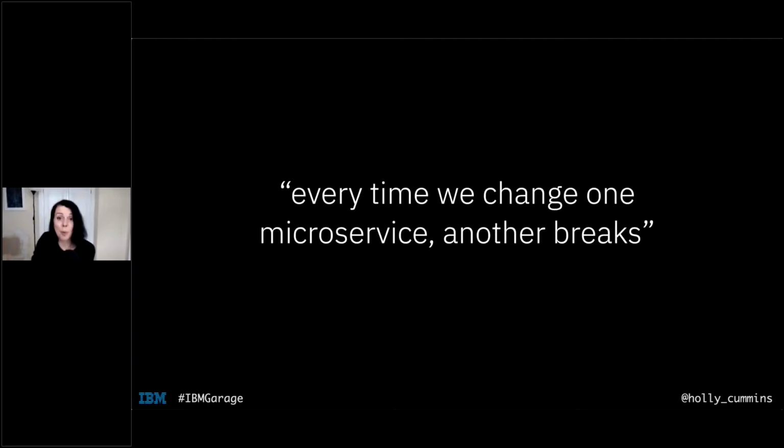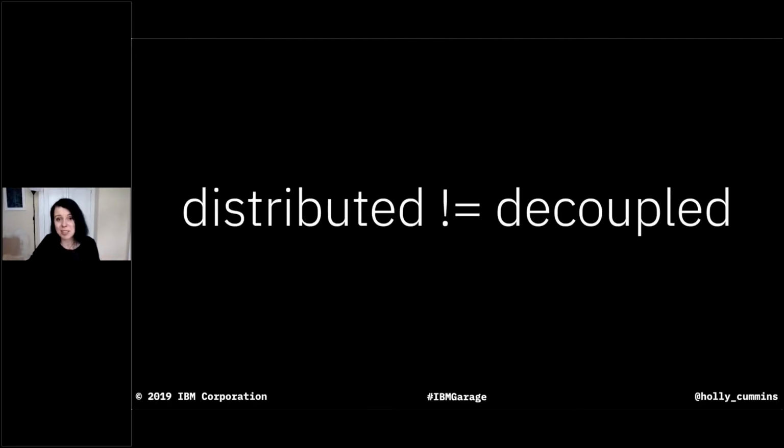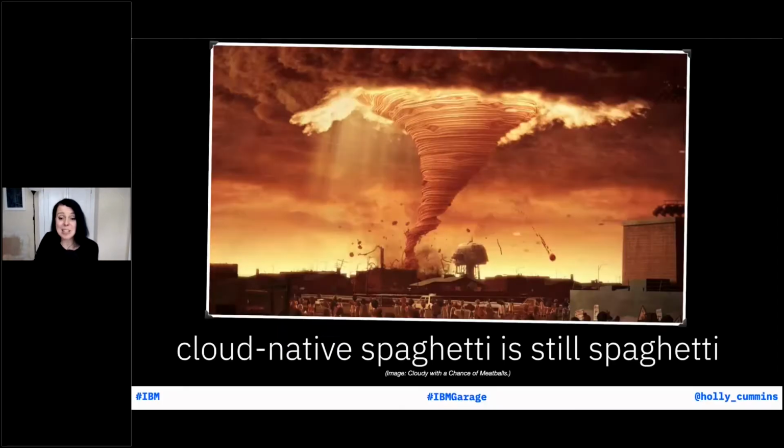But the problem they had was every time they changed one microservice, another service broke. And of course, the dream of microservices is that they're supposed to be independent, supposed to be decoupled. But just because you're distributed, that doesn't actually mean you're decoupled. And so if you have spaghetti and it's in the cloud, it's still spaghetti. It's even worse because now it's in the cloud and it's firing out meatballs.